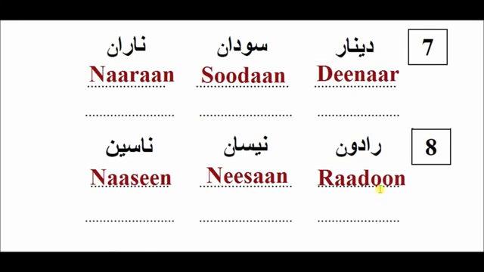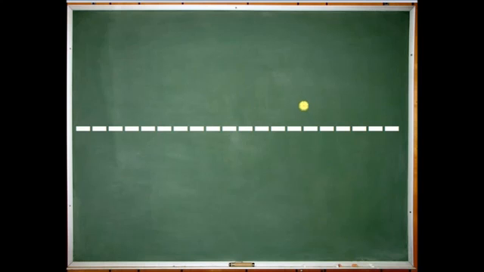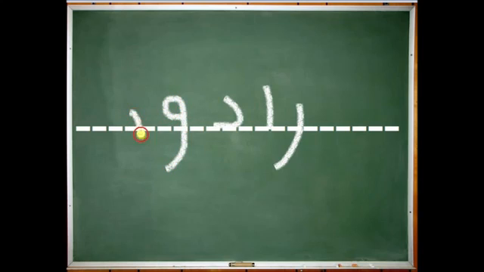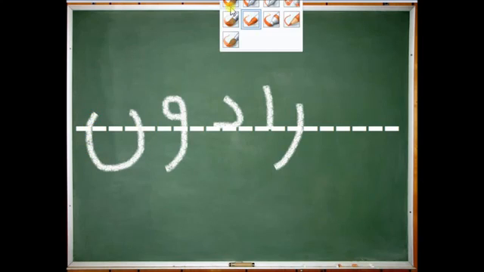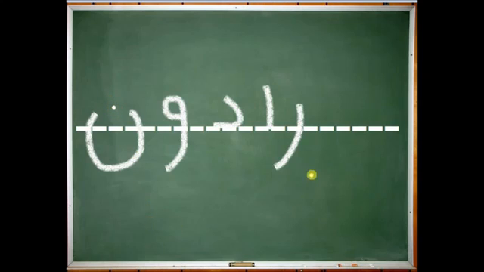Eighth row. First word of the eighth row. Radun. Radun. Written. Ra, followed by the alif, followed by the daal. Then we have the wow. Then we have the noon. Go back and put in our dot between the two arms. Radun. Okay.